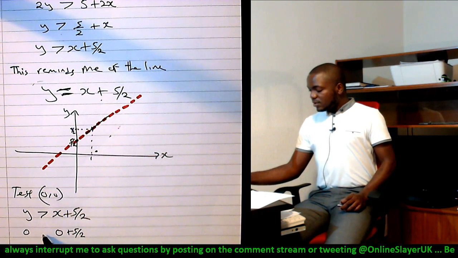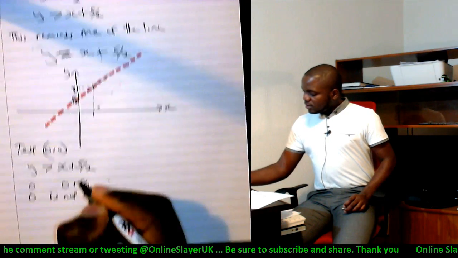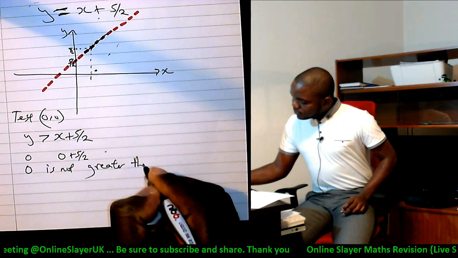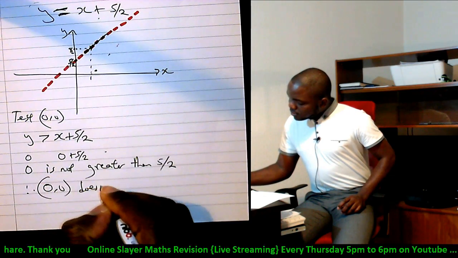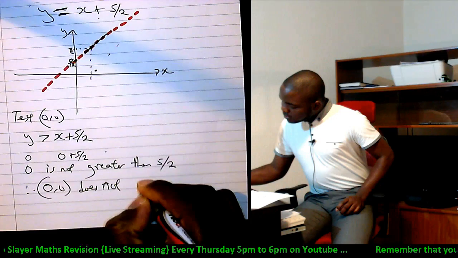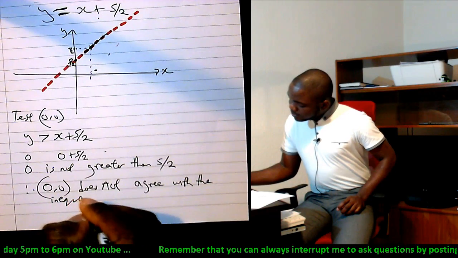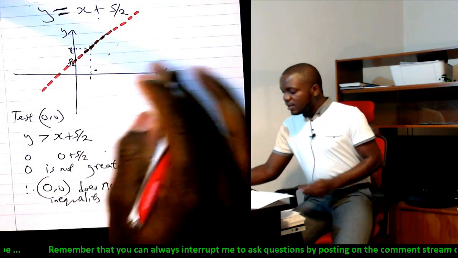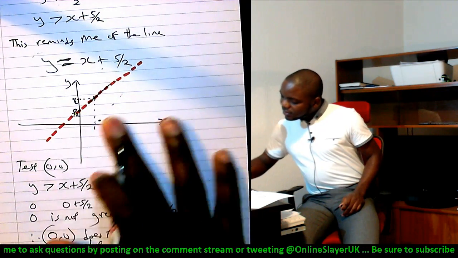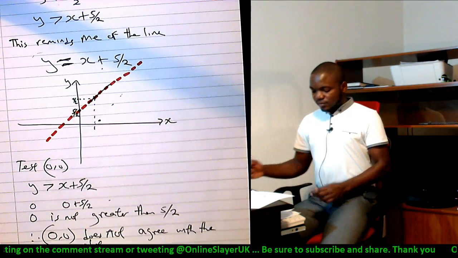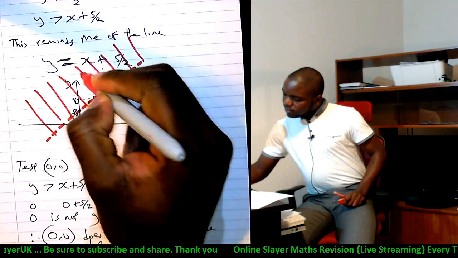No. 0 is not greater than 5 over 2. Therefore, 0, 0 does not agree with the inequality problem. Therefore, we are not going to shade this region because 0, 0, which is the origin, was representing all this region here. But it has failed. So the other side is what we are going to agree with. Simple.